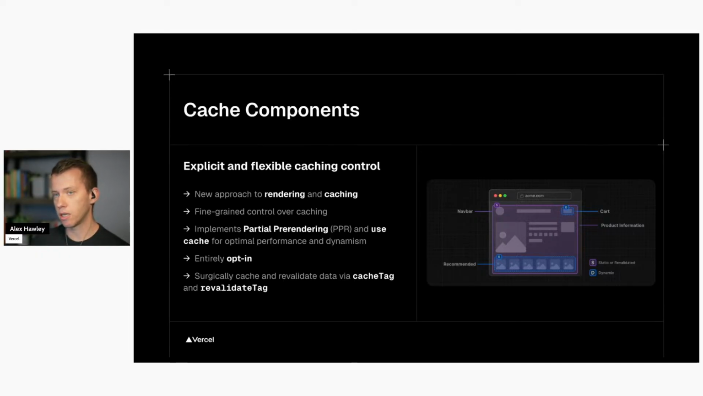Cache components, as I mentioned, is generally available, but it's opt-in, so you can upgrade to Next.js 16, take advantage of some of the other benefits, and then when you're ready, you could flag in to cache components and start leveraging it on your site.